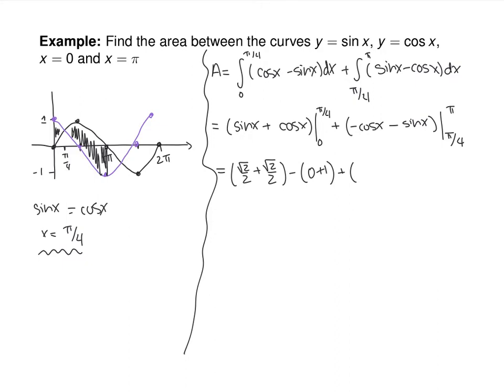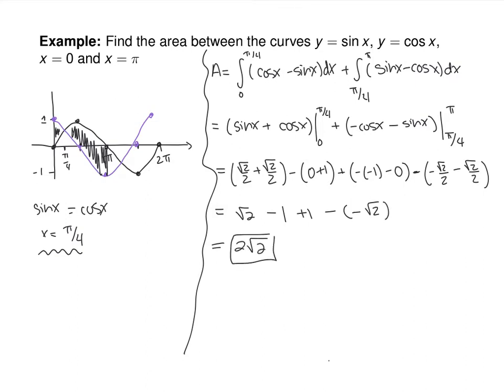All right, next we plug in pi to the next part. So negative 1 minus 0 minus negative root 2 over 2 minus root 2 over 2. If you're going to lose anything here, it's just keeping track of those negative signs is the trickiest thing. So root 2 over 2 plus root 2 over 2 is root 2. Then we'll have minus 1 plus 1 minus negative root 2, which gives us 2 root 2. So that area is 2 root 2.